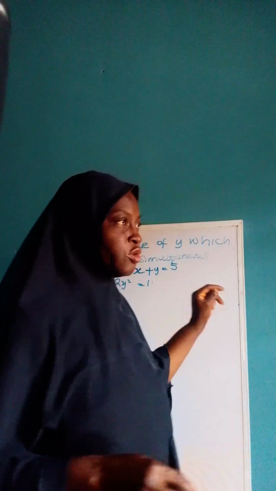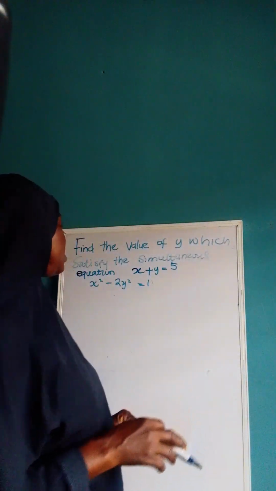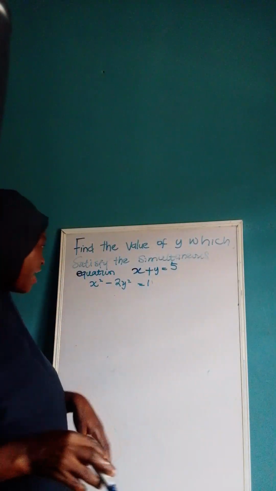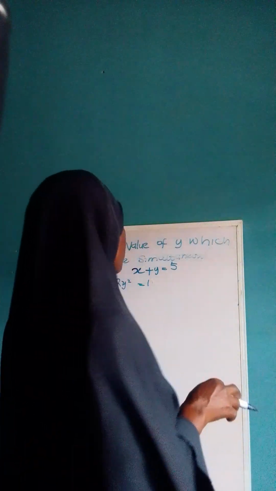Today we'll be looking into this question. The question says, find the value of y which satisfies the simultaneous equations x plus y equals 5 and x squared minus 2y squared equals 1.